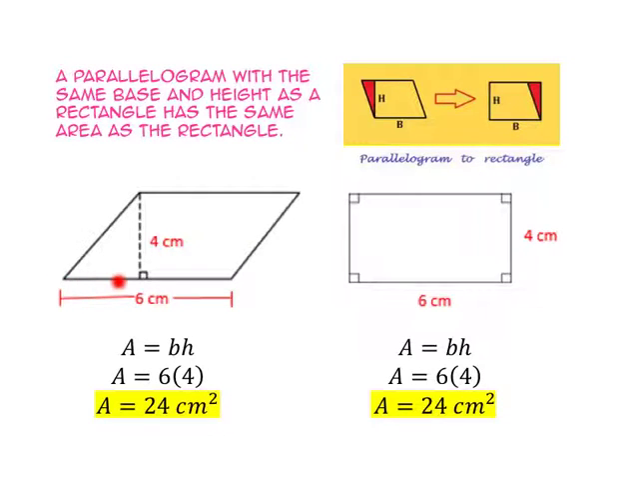Here, this base is 6, its height is 4. So the area is 6 times 4 centimeters, or 24 centimeters squared. The rectangle's base is 6, height is 4, so the area is 6 times 4 centimeters, or 24 centimeters squared.